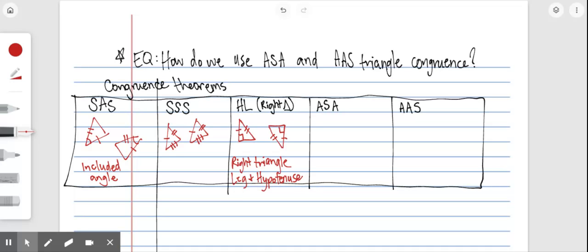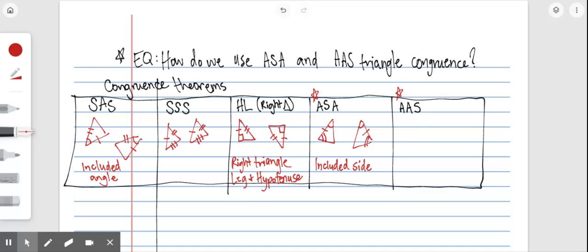All right, and then angle side angle is pretty much the opposite of side angle side, where you've got 2 angles and the side in between them. So this is the included side. Remember, the side has to be between the 2 angles. It cannot be outside the 2 angles. This one's new today. And angle angle side is also new today.